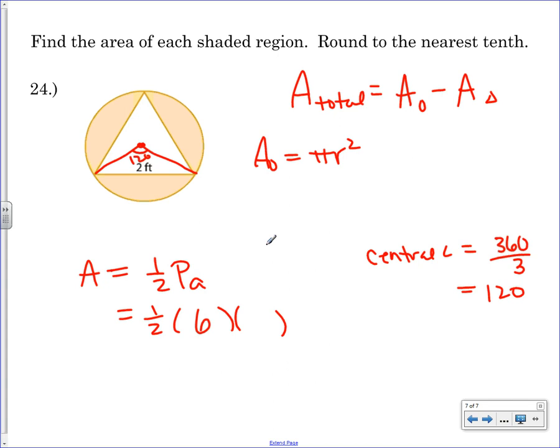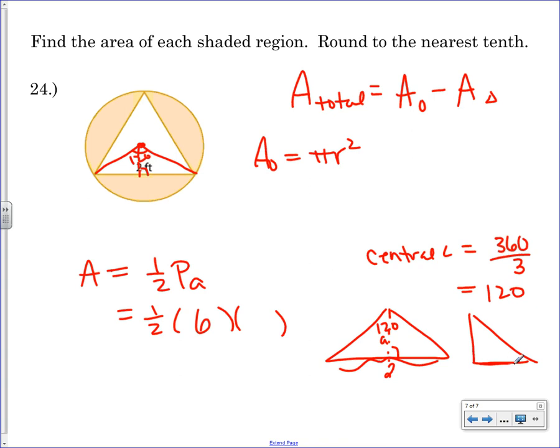Okay. From there, I'm going to look for the apothem. I don't know what it is, right? This is my apothem. This is confusing for me. So I'm going to draw a picture. I've got 120, I've got apothem, and I have a 2 feet for the whole thing. Is that okay? For me, again, I pulled that picture apart.